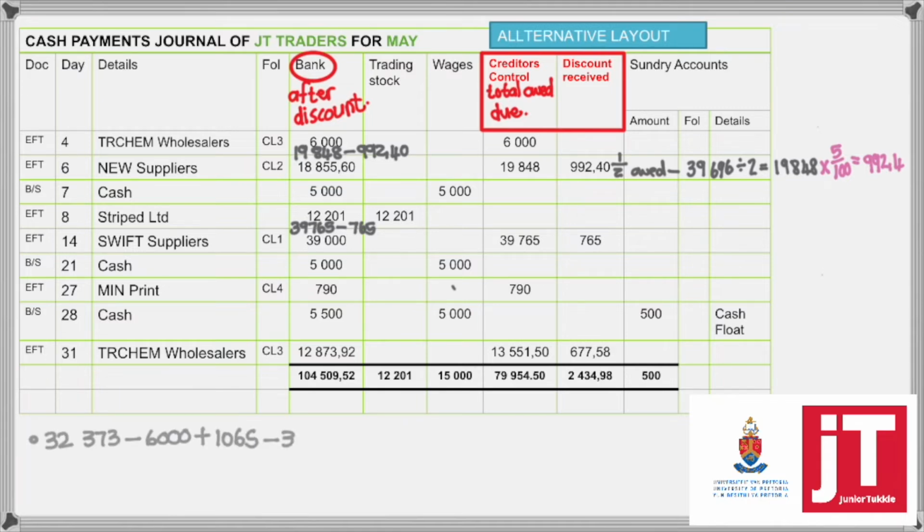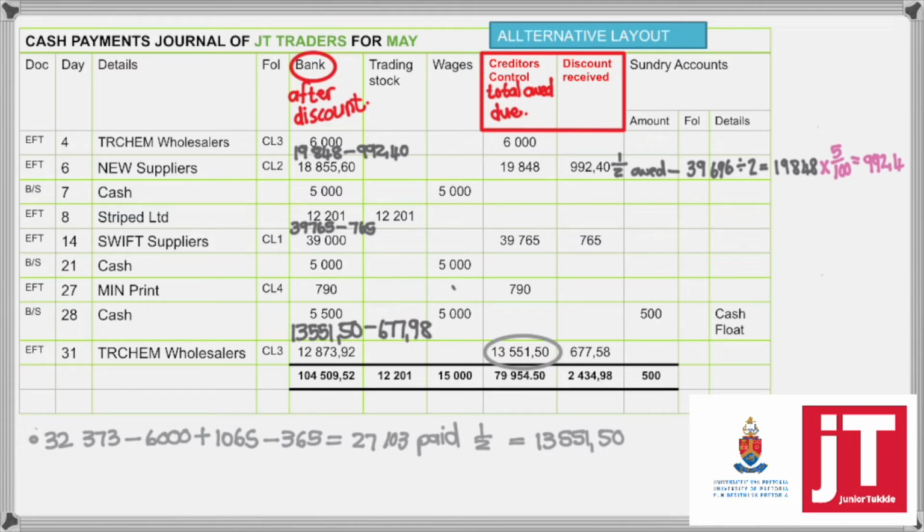And then the last one, the same again, just to remind the calculation. We paid half of what we owed. Owed was 27,103 Rand. Half of that is due, so that's the 13,550 Rand there, minus your discount of the 5% gives you the bank total, that's the 12,873 Rand 92 cents. Now, when you check your column totals here, you need to be careful.